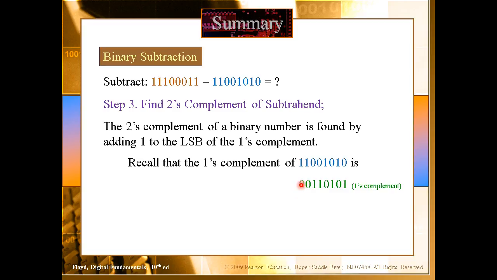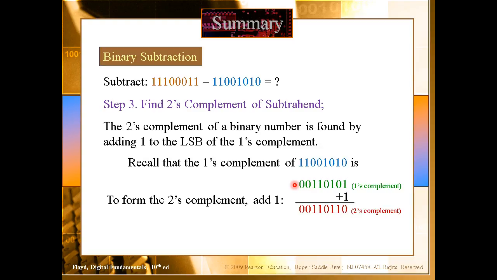Remember the green number? We got this green number in the last step. This is the ones complement of the subtrahend. To get the two's complement, all we have to do is add 1. How do I add 1? Just like this. We'll be adding 1 just using the binary addition rule.